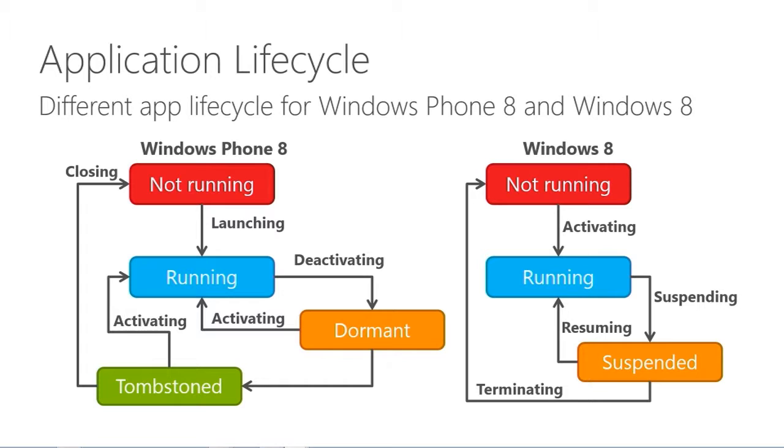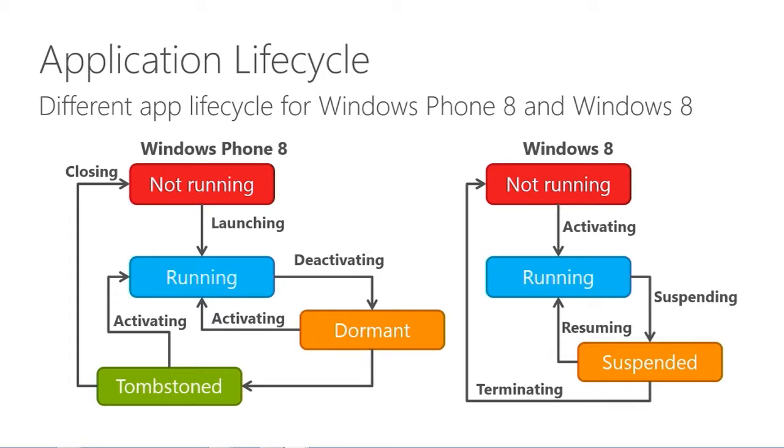If the operating system detects that it's out of memory, the app is tombstoned. There is no event. You don't see that. And so you have to use the deactivating event to save your state at all times. And then even when your app is tombstoned, you might get an activating event saying you're coming back from a tombstoned event. Or the app may just be closed and go into a non-running state.